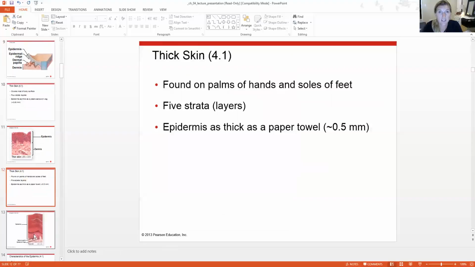So thick skin is only found on the palms of our hands and the soles of our feet. This is why we get calluses in those areas, because it's a thicker layer of skin. There's actually 5 layers in these parts of our body instead of just 4. And here our skin is much thicker, about as thick as a paper towel. Again, still pretty thin, right? A paper towel's not that thick.